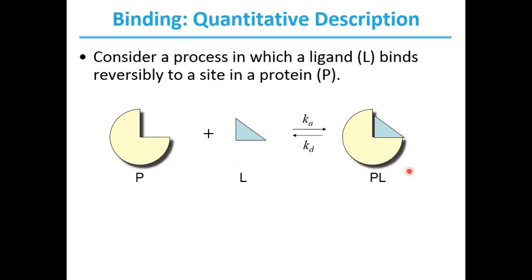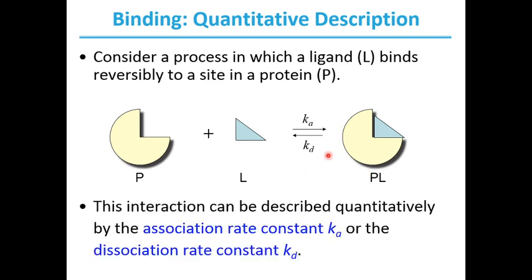So, this gives rise to PL and is dictated by two rate constants, right? This can be quantitatively described by an association rate constant or a dissociation rate constant. Association rate constant dictates how fast these two interact to form PL. A dissociation rate constant dictates how fast the PL complex dissociates to form P and L.